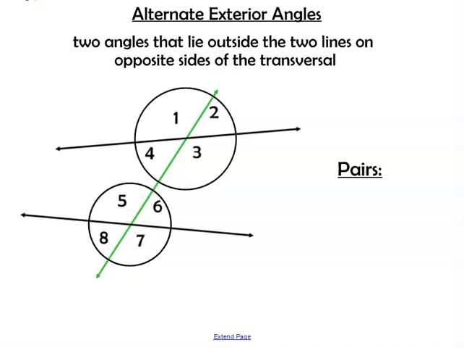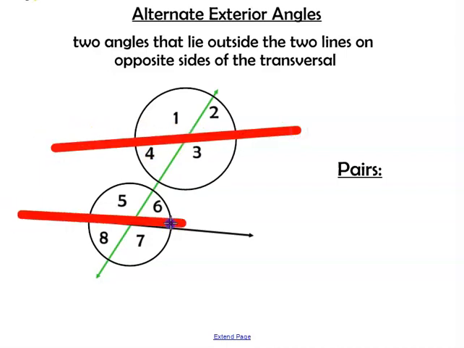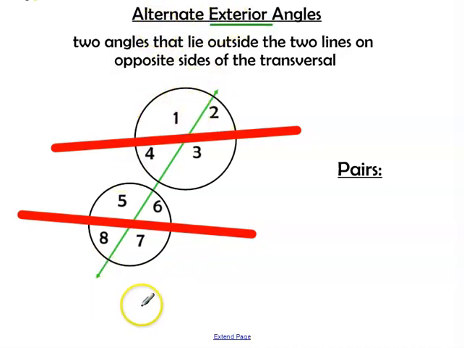And then here, we want to specifically talk about these two lines. So if we highlight those lines, we only want to talk about the ones that are outside of them. So we're talking about the exterior angles. So we want the ones outside of those two red lines. So we don't care about these four angles right now. We're just focused on 1 and 2, 8 and 7, the ones outside.